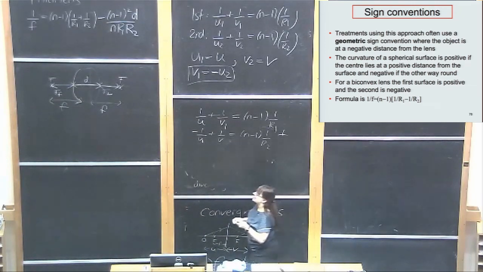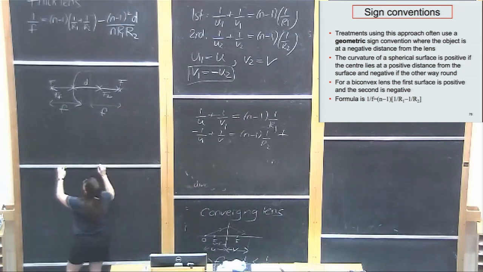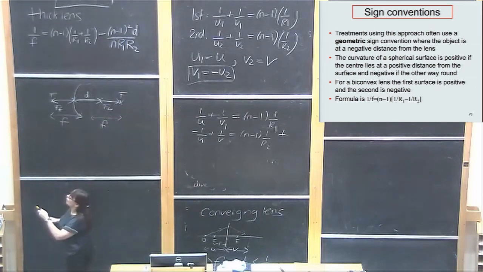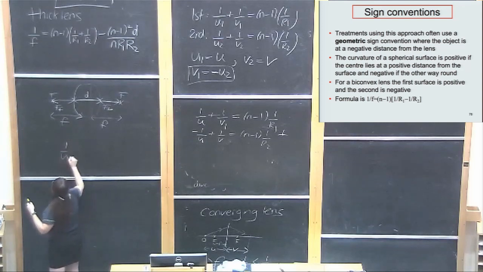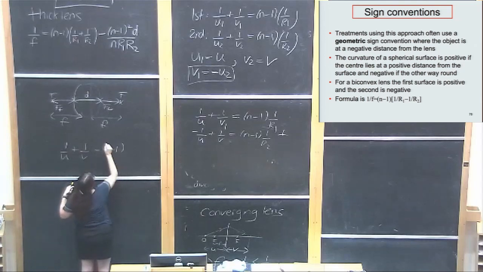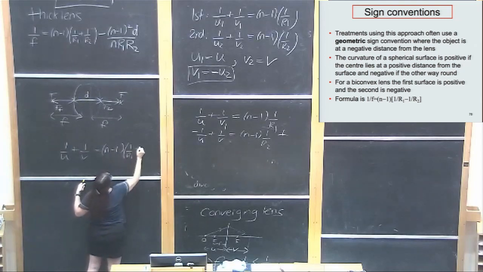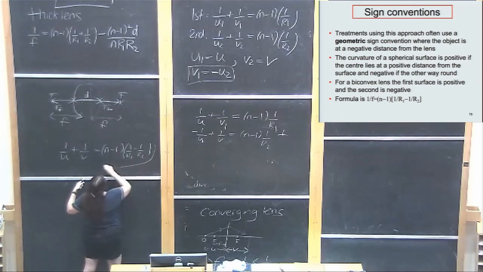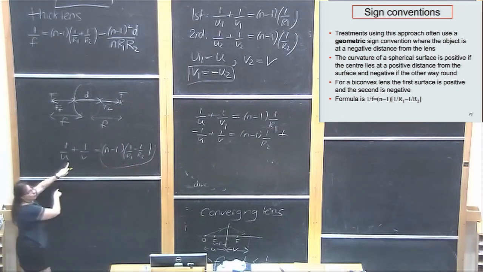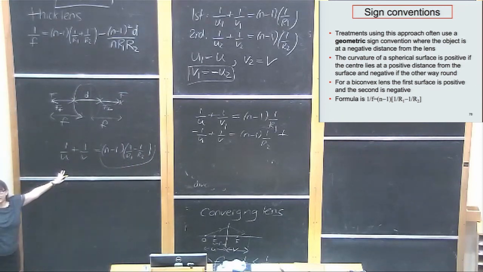The reason I changed it was because, well, can you tell me why it's slightly wrong what I've written on your slides? So I think I wrote that equals (n minus 1) over R1 minus 1 over R2. So this is written in geometric sign convention, but that's actually written in real is positive on your slides, and so I did a mixed sign convention there.